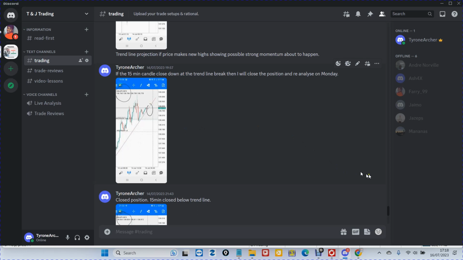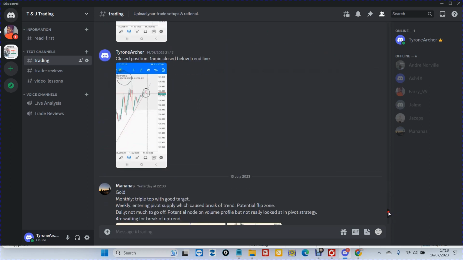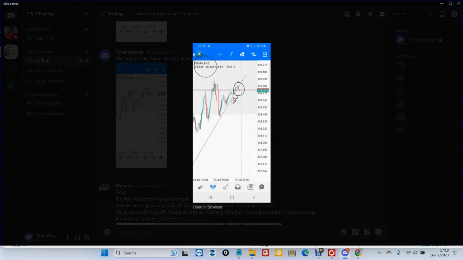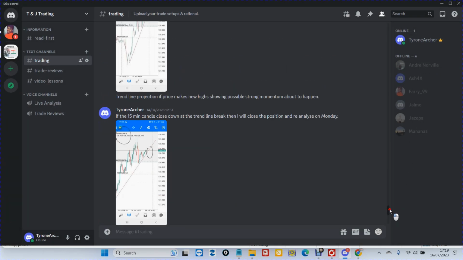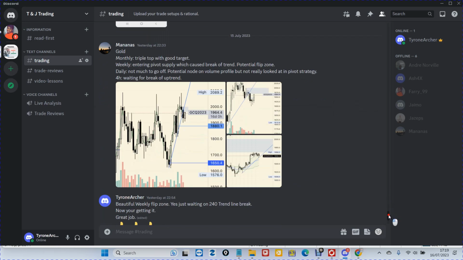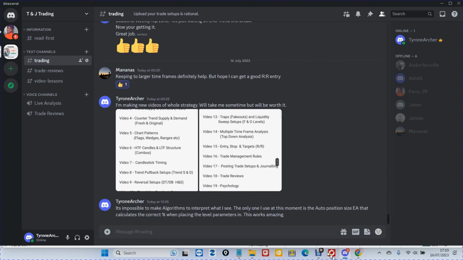It grinded up. I was drawing 15-minute trend lines. And then once it closed below, then I was out. I said close position because it closed below. But before that, I said if the 15-minute candle closed down at the trendline break, then I would close position and reanalyze on Monday. So now this is where we are, reanalyzing on Monday.